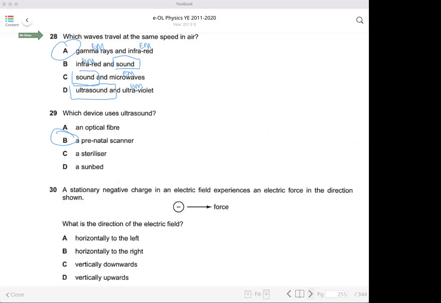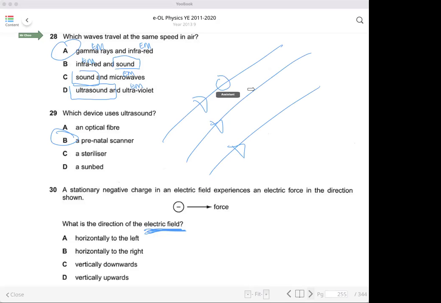The electric field tells you the direction. For example, if I got a lot of field here. Okay, what does this line tell you? If I put a positive charge, for example, I put a positive charge here, it will move along this line in this direction. Is that clear? So now, what is the direction of the electric field here?